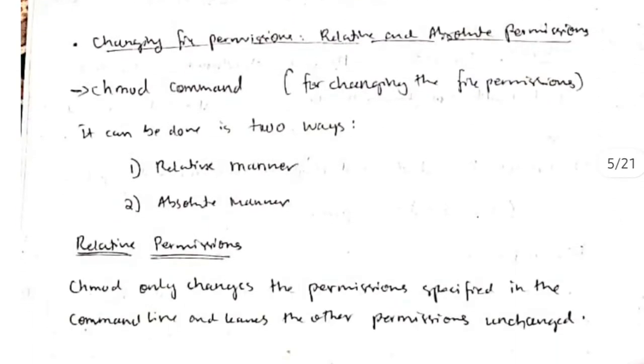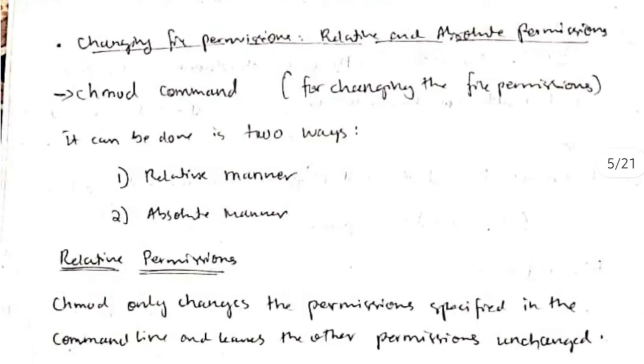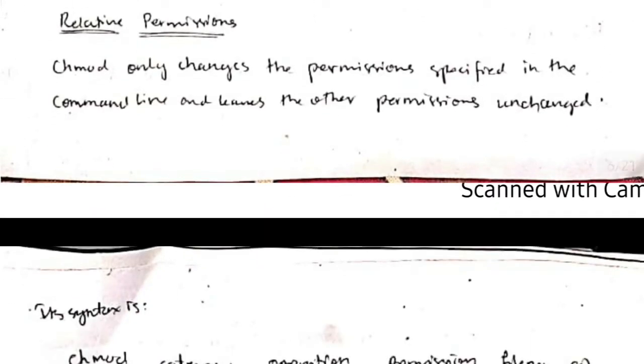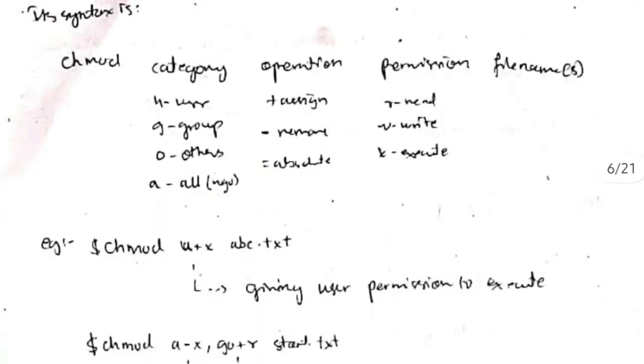Changing the file permission is also very important from exam point of view. In the relative and absolute permissions, chmod is used for changing the file permissions. This can be done in 2 ways, the relative manner and the absolute manner. Let's discuss the relative manner. In the relative manner, it changes the permission specified in the command line. The syntax is this one.